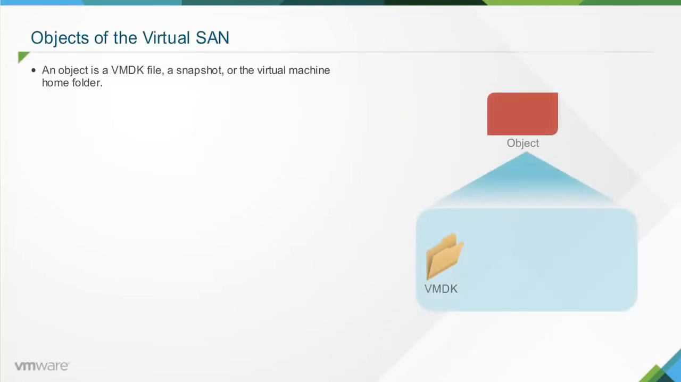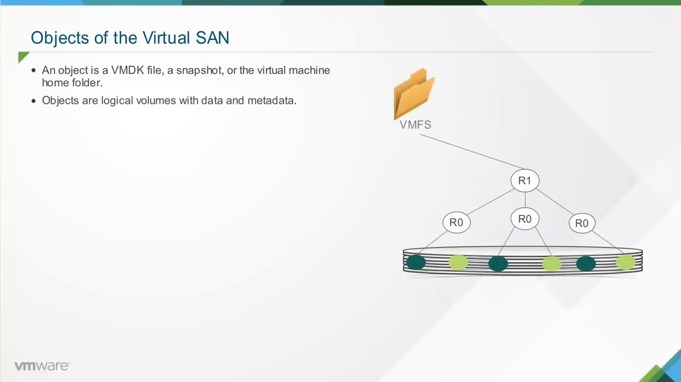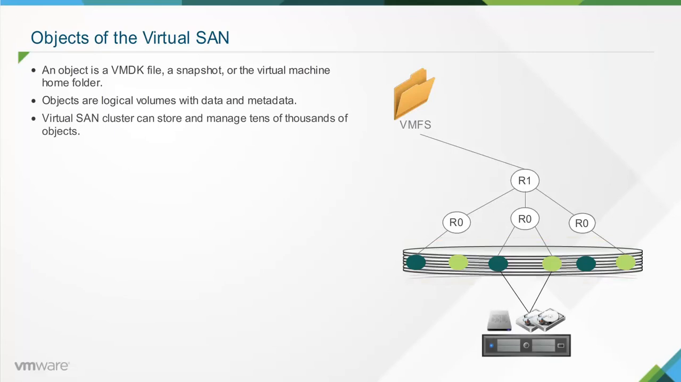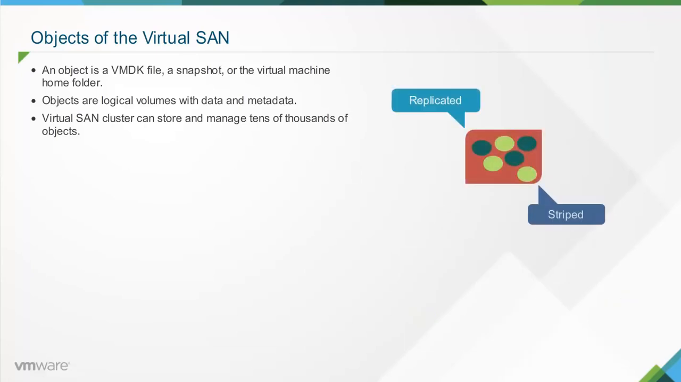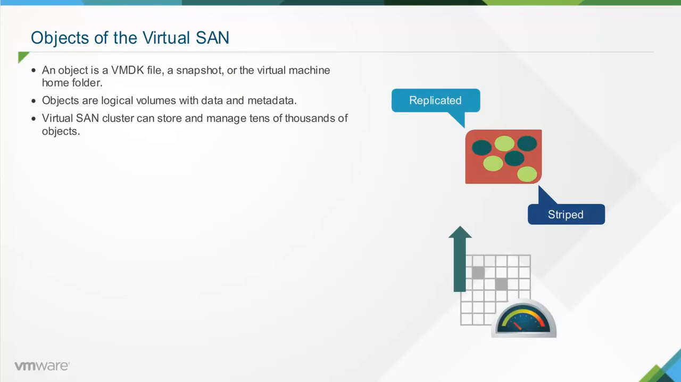An object is a VMDK file, a snapshot, or the virtual machine home folder, that is, the namespace. Objects are logical volumes with data and metadata distributed and accessed across the entire cluster. A single Virtual SAN cluster can store and manage tens of thousands of objects. Virtual machine objects include multiple components that are distributed across disk groups on ESXi hosts. The distribution is based on the requirements defined in a virtual machine storage policy and internal optimization routines. These components can be replicated or striped to enhance availability and performance capabilities.